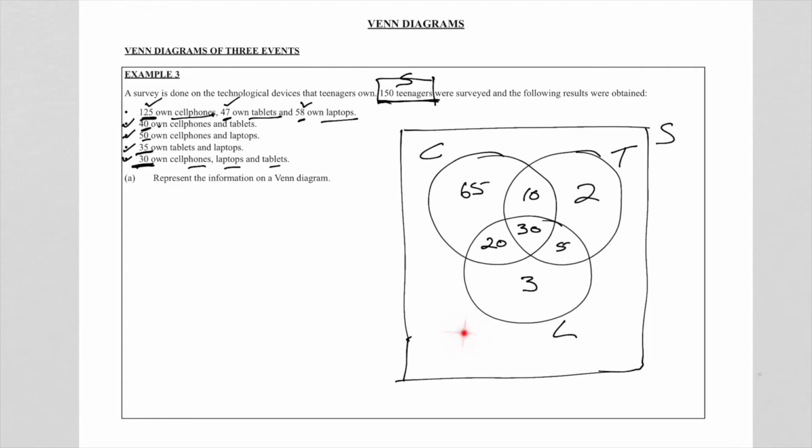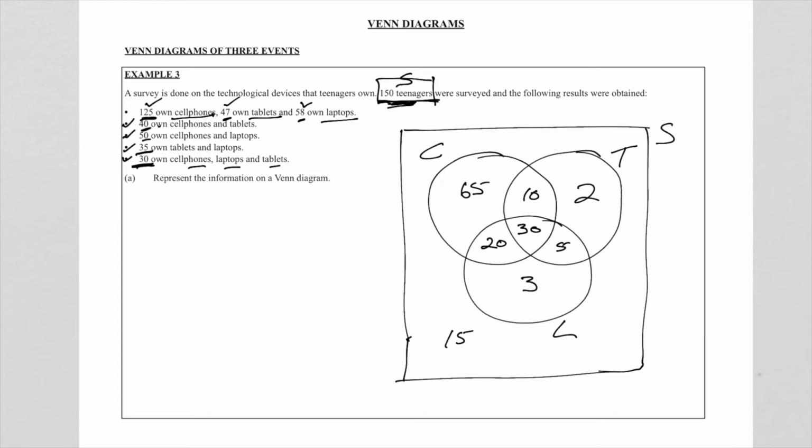And now we want to find how many own 0 devices. And that is 150 subtract all of these, and you can check, and hopefully you agree with me, we will be left with 15. And now to see if we are correct, if you now add everything, including the 15, we hopefully will get this 150 that we said is our sample space. So that means our Venn diagram is now finished, and we're going to use this Venn diagram to answer questions.